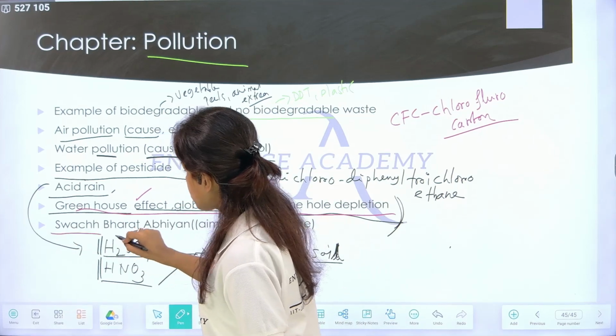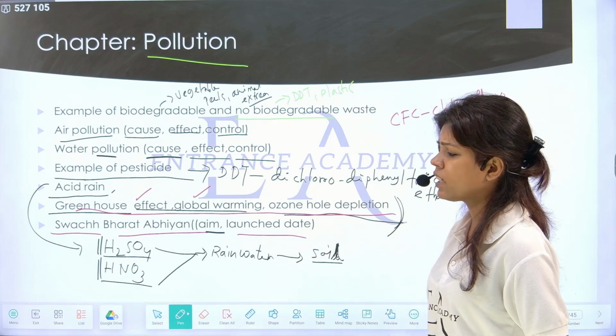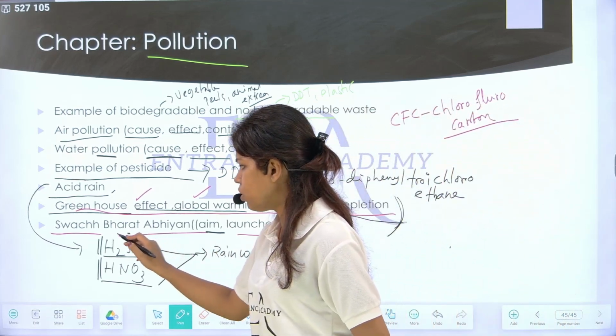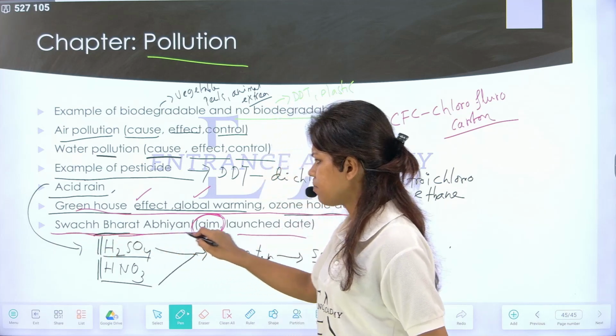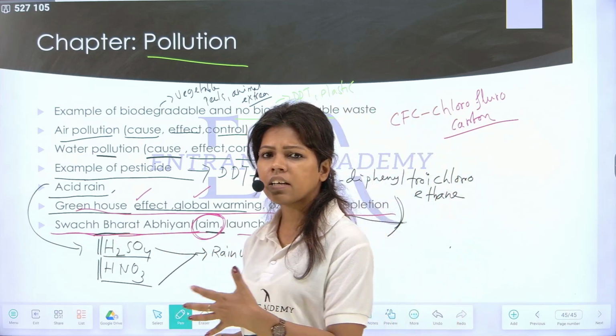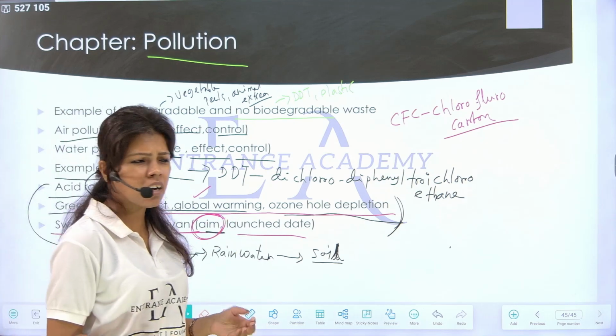Last one is Swachh Bharat Abhiyan, its aim and launch date. On which date the Swachh Bharat Abhiyan was launched and what is the aim of this Abhiyan. So these are all the questions we can expect from this pollution chapter, but it carries very few marks.